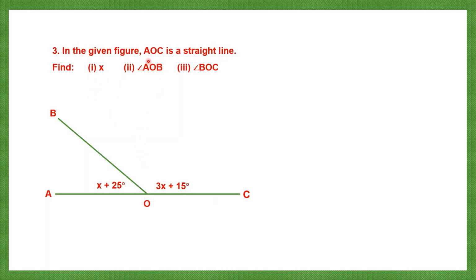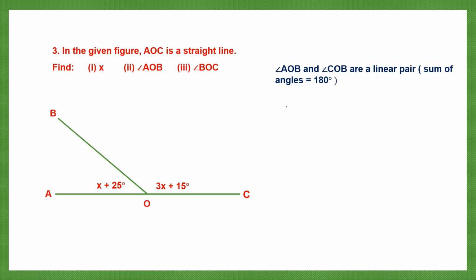Now let's use the property that AOC is a straight line. When you have a straight line, the angles that are formed on the straight line are equal to 180. And here we have two angles that are equal to 180, so they are called a linear pair. That is, angle AOB and angle COB are a linear pair. That is, the sum of the angles will be equal to 180 degrees. So what is angle AOB? This is angle AOB. What is the measure? x plus 25. That means x plus 25 plus COB, that is 3x plus 15, should be equal to 180.